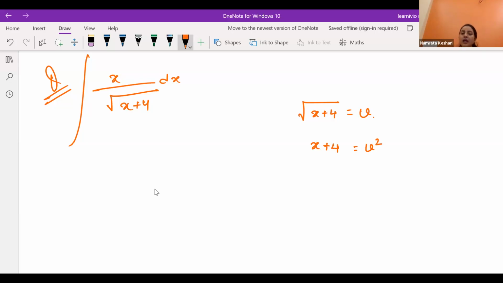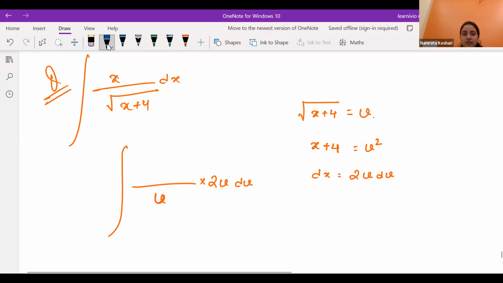Yes. And now we'll be doing the derivative. It will be dx equals 2u du, right? Yes. Let's check whether it is working or not. Okay, so the denominator, under root x plus 4, is just u. And dx is nothing but 2u du, and x is what, Annapurna? U square minus 4. Exactly, x is u square minus 4.